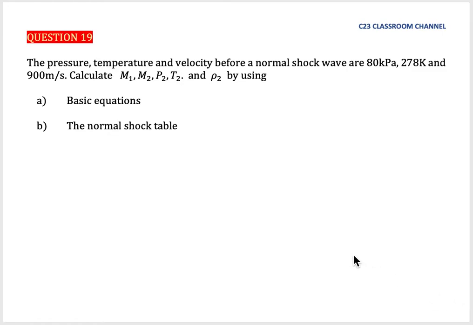Compressible Flow tutorial number 19. The pressure, temperature and velocity before a normal shock wave are 80 kPa, 278 Kelvin and 900 meters per second. Calculate M1, M2, P2, T2 and ρ2 by using the basic equation and the normal shock table.